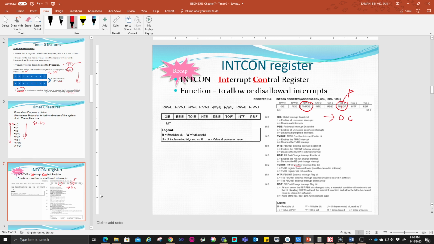This is overflow. Remember that when the counting finishes from 255 back to 0, this is the condition of overflow. When this happens, the flag will be set to 1, and then the timer 0 register has overflowed and must be cleared in software. If you have this already, it means that the interrupt has happened. So after you finish your interrupt, you must clear it back to 0. That's why they call it must be cleared in software.